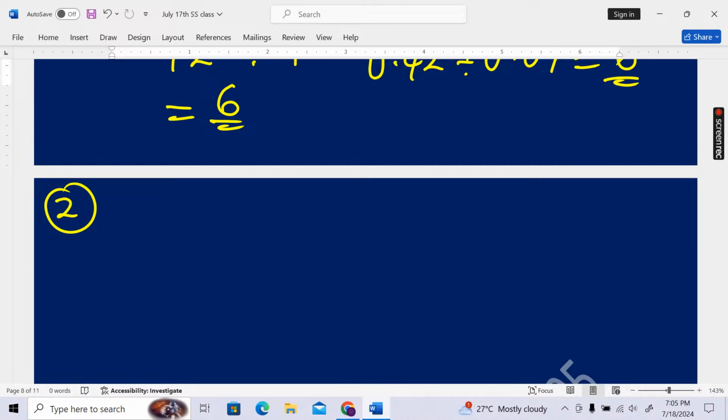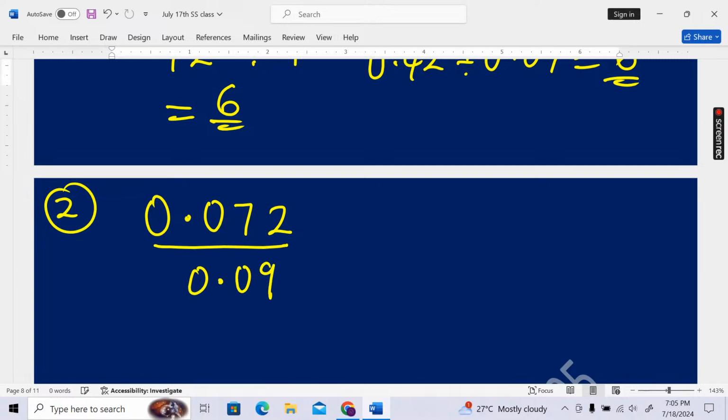Let's look at this together. 0.072 over 0.09. 0.072 divided by 0.09. Now, this is what we're going to do. Make the divisor a whole number. So 0.09 is the divisor. That's the first thing we need to make as a whole number.